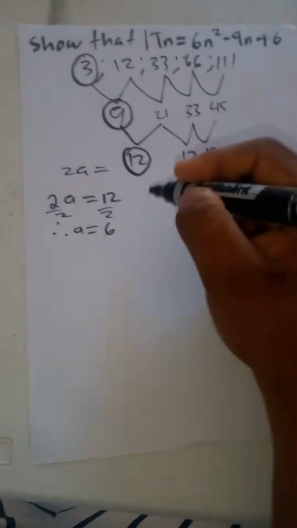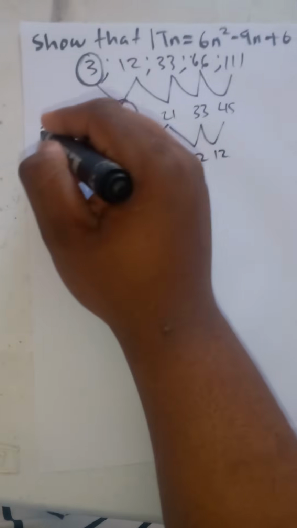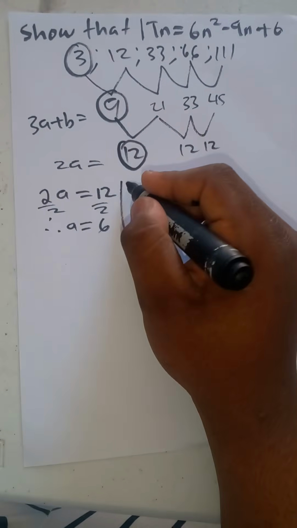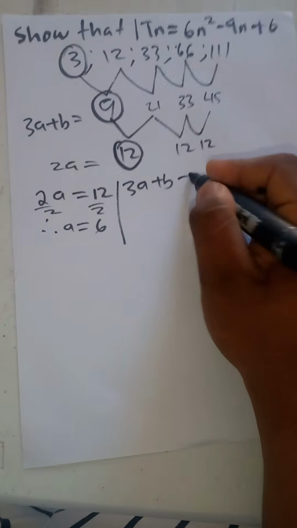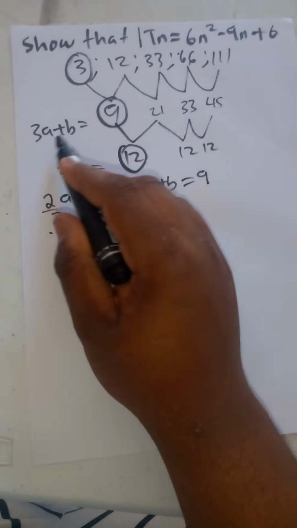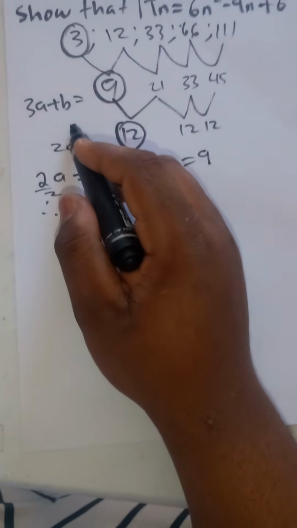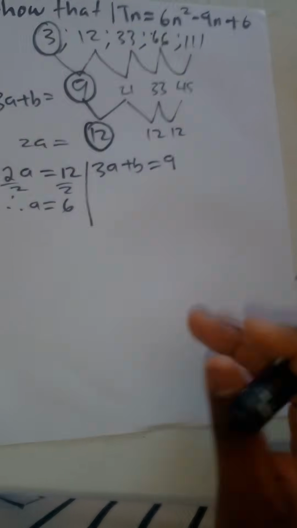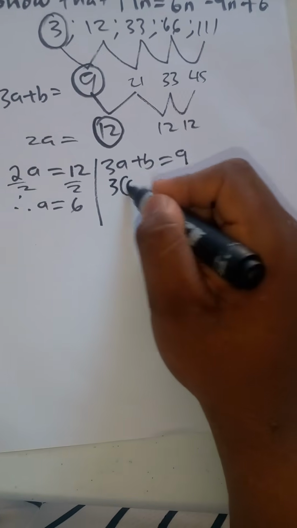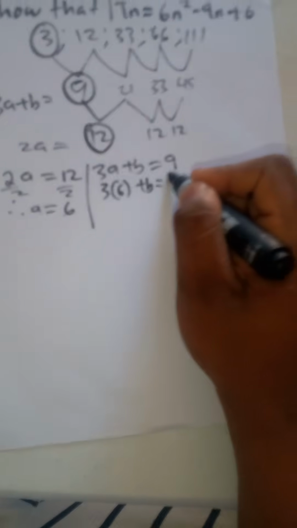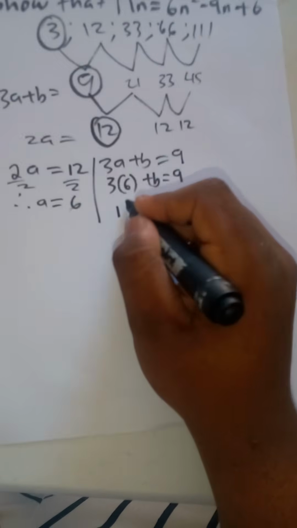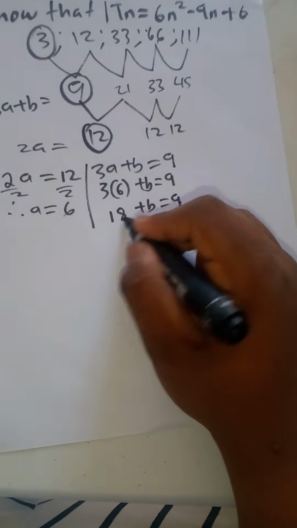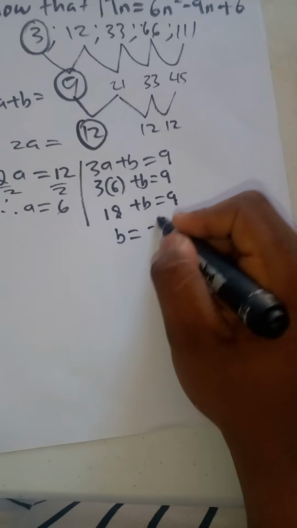Now, let's go to the next one. 3a plus b is equal to the first common difference. So 3a plus b is equal to 9. Where there is a, I'm going to put 6. So 6 times 3 is 18, plus b is equal to 9. Then 9 minus 18 is equal to minus 9, so b is minus 9.